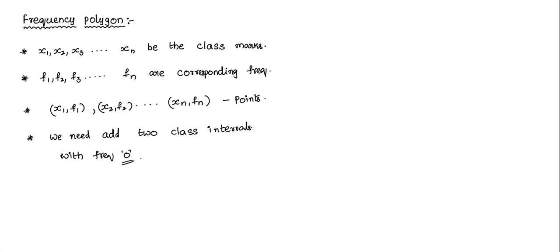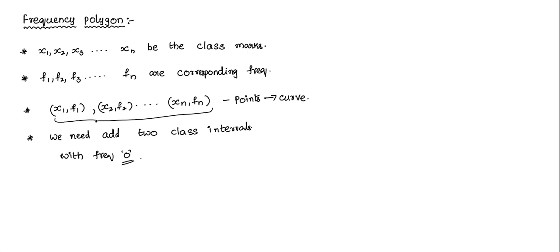By joining all these points, x1 f1, x2 f2 and so on, you will get just a curve. But here we need to construct a frequency polygon. That's why we need to add one interval first and one interval at last. If you remember this small thing, then drawing a frequency polygon is very simple. Okay? Now I am giving one example related to this frequency polygon.